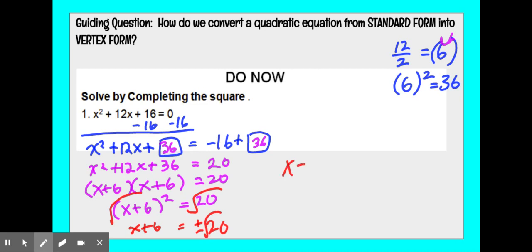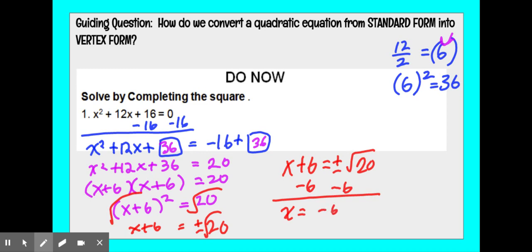Now what do we do? We have to solve for x. How do we get x by itself? Well, we subtract 6 from both sides. So we subtract 6 here, subtract 6 here, and you're left with x equals negative 6 plus or minus the square root of 20. Okay? So you could plug it in your calculator, or you can simplify it in simplest radical form. I just needed you guys to go through the steps. So make sure you pause the video and get this down.